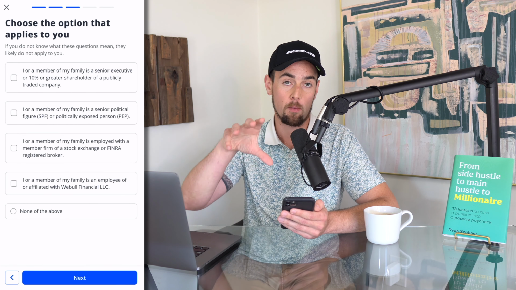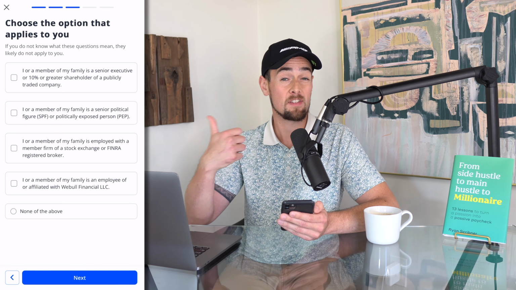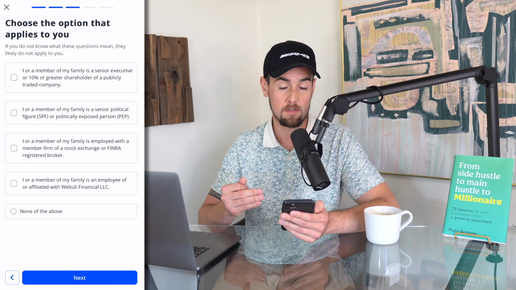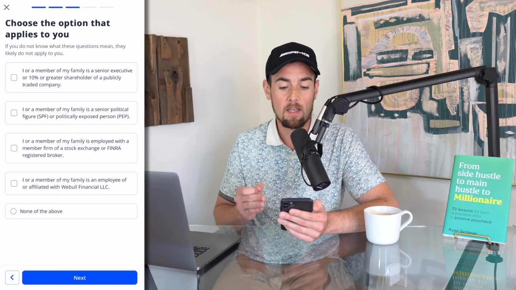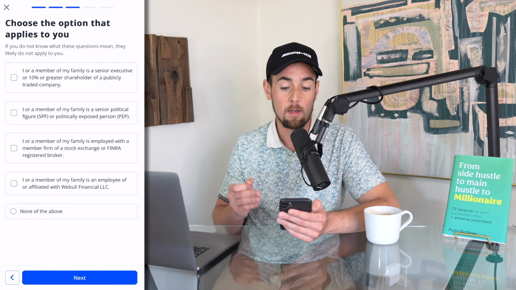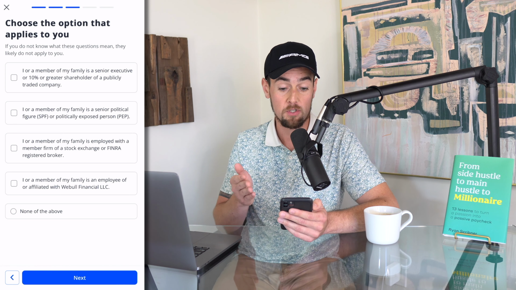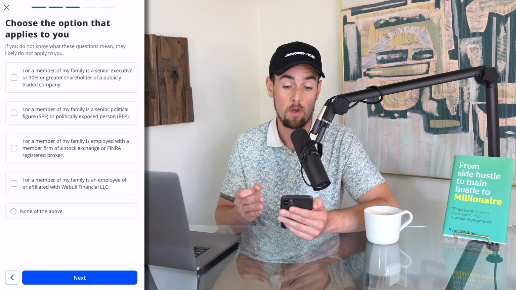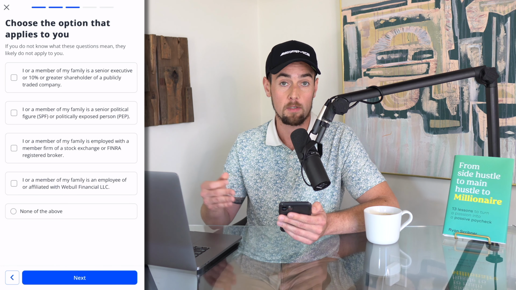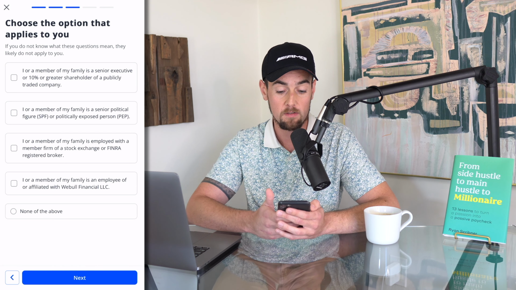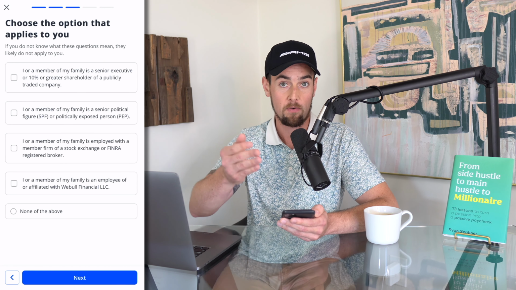are going to ask you some required questions about insider trading and some other things that are very rare circumstances that usually don't apply. And what they're asking here for the top one is whether or not a member of your family is a senior executive, or you yourself is a senior executive or 10% or greater shareholder of a publicly traded company. They just require you to disclose that for insider trading reasons, and you're only going to check this box if the following do apply.